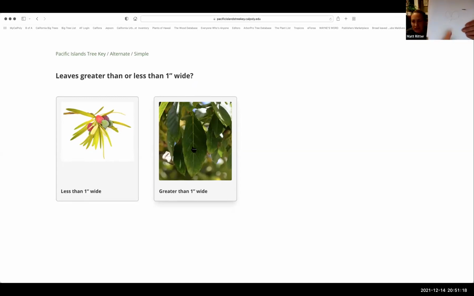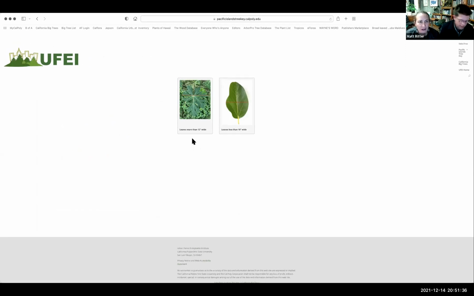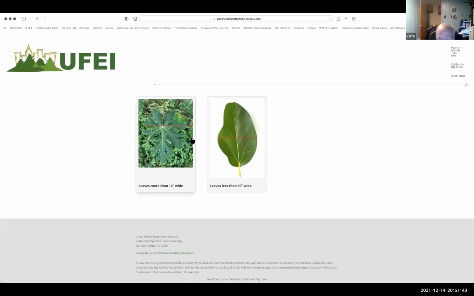Are the leaves greater than or less than 1 inch wide? In this case, the leaves are pretty big. Can everybody see that? That was the leaf shape right there. Look, the leaf is shaped like that, and that is 1 inch. So that's about how big those leaves are when you find them on a tree. So we're going to say they're greater than an inch wide. Greater. So more than an inch, most definitely. They're as wide as your cell phone. But they're less than 10 inches wide, so we'll select that.